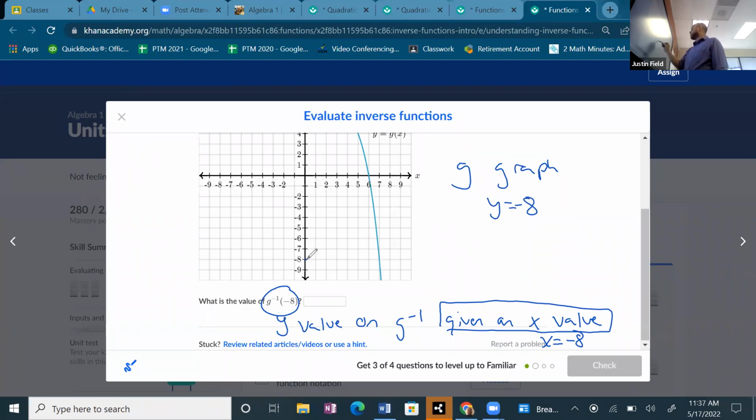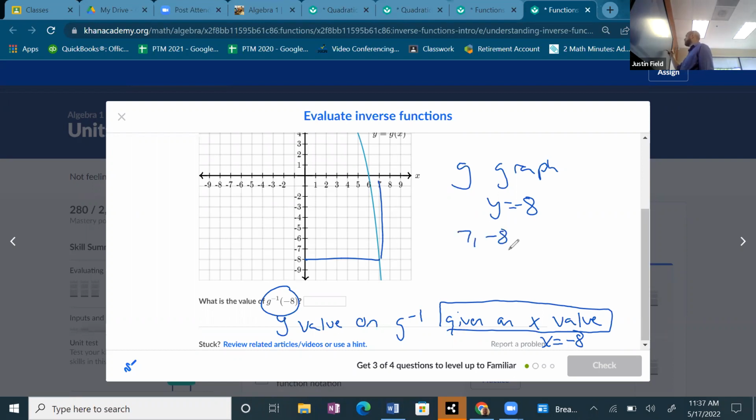Y equals -8. Right here, that has an x value of 7. So we know that we have a point at 7, -8. That means on the inverse graph, we have a point at -8, 7. You see, the y values are switched.